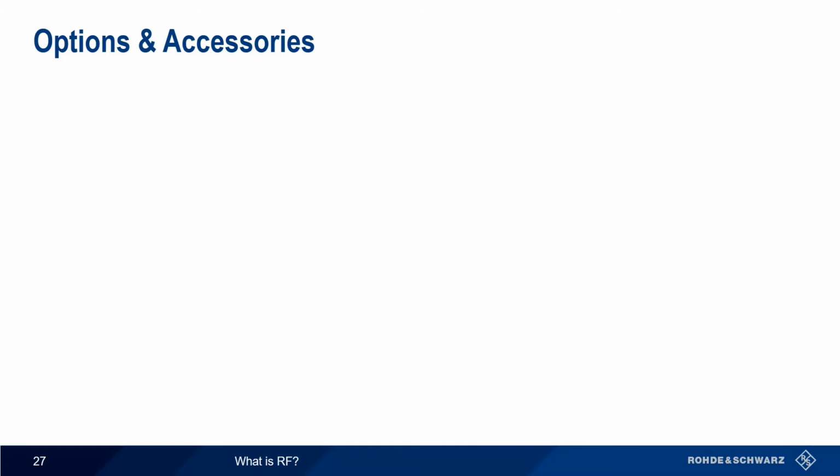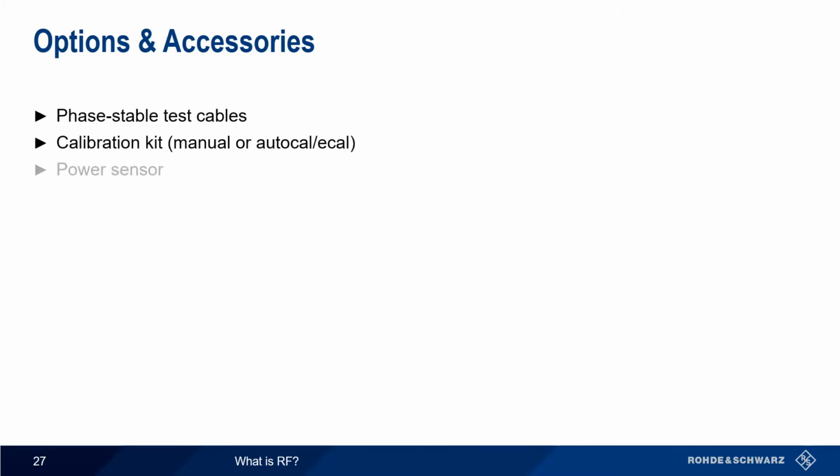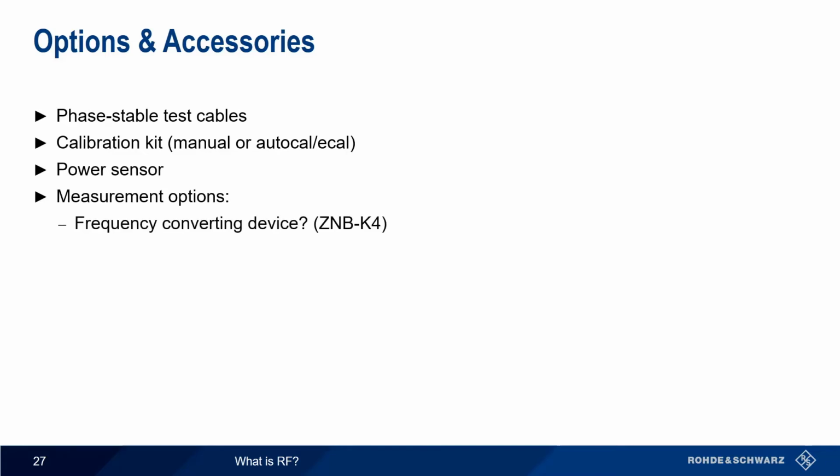We've already mentioned several important accessories like phase-stable test cables, calibration kits, and power sensors. But there are a number of other measurement options that may be required for your unique application. For example, if you're measuring a frequency converting device like a mixer or down converter, or want to make harmonic measurements on an amplifier, the ZNB K4 frequency conversion option allows you to separate the generator from the receiver frequency. This capability is not required for conventional S parameters, which by definition are measured using the same generator and receiver frequency. Other active devices may require bias tees to supply DC voltage via the input or output RF test cables.